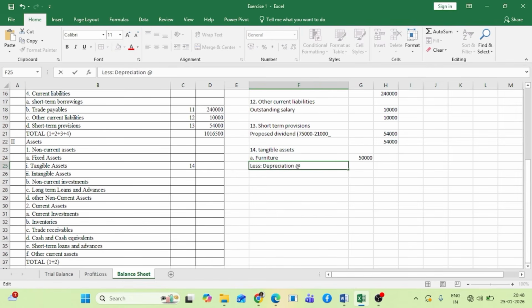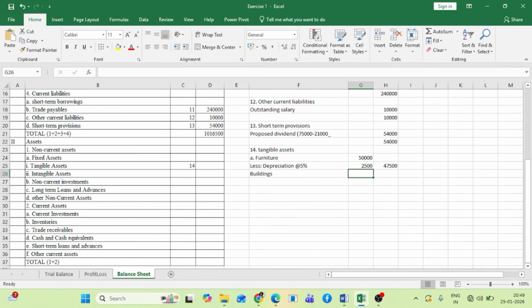Depreciation at the rate of 5%, so it is 2,500. So it is coming 47,500. Okay, so the furniture part is over. Now the next one is your buildings.